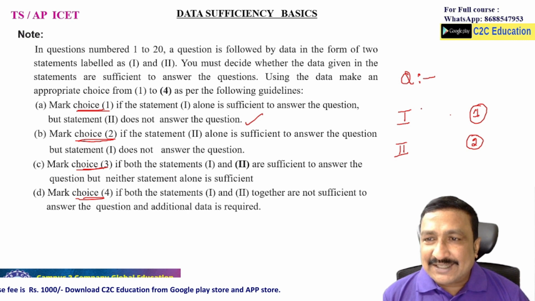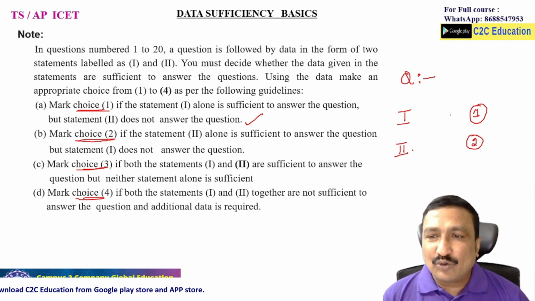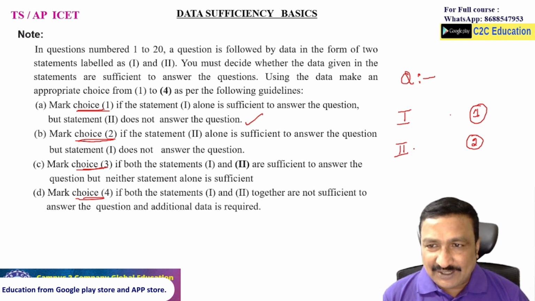If you are getting the answer from the first statement alone, then you have to mark the answer as choice 1. Suppose you are not getting the answer from the first statement alone, then you have to go to the second statement. By using the information in the second statement, if you are able to find the answer, then you have to mark the answer as choice 2.